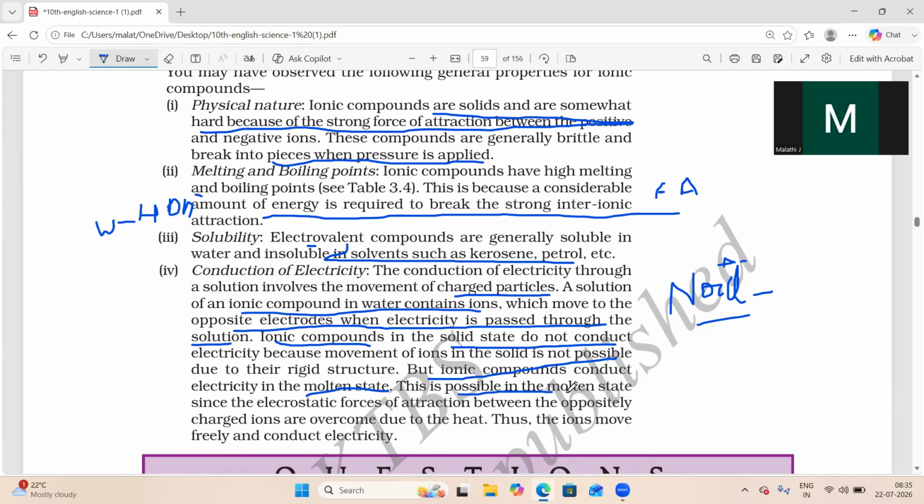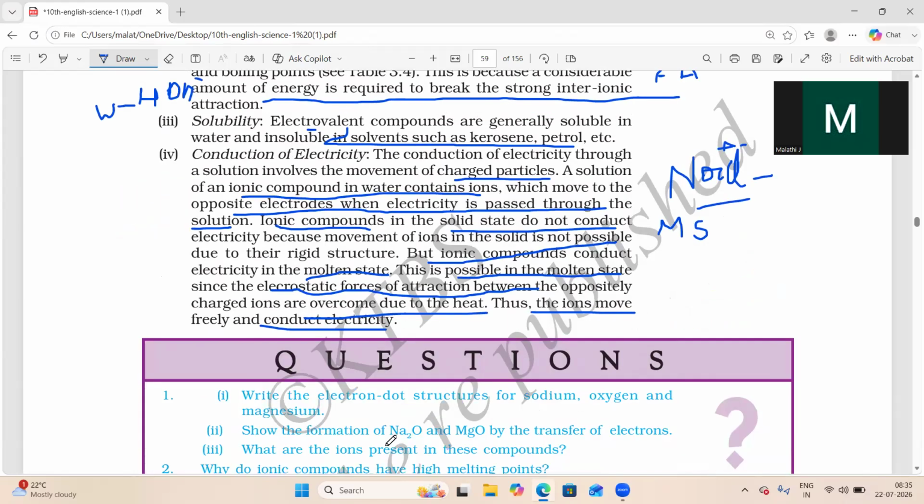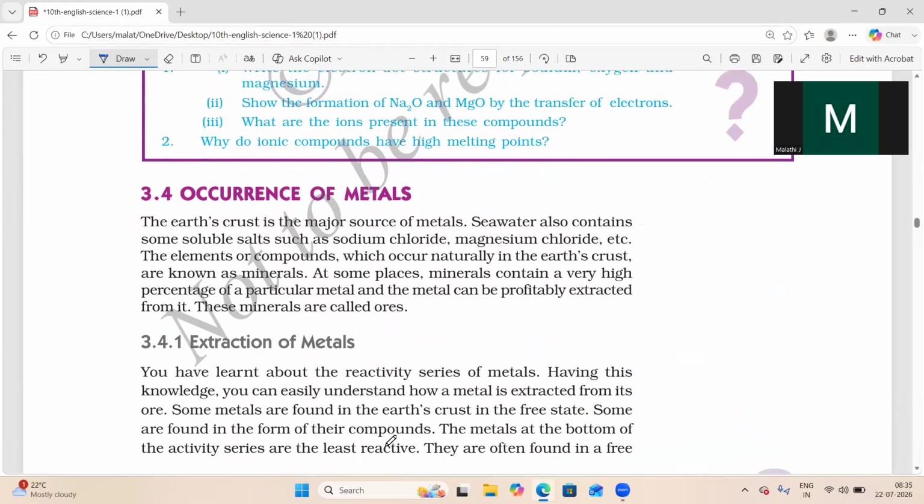So can ionic compounds conduct electricity? They conduct electricity when they are in the molten state. When it starts melting, it liberates ions and can conduct electricity. Here the electrostatic force of attraction between oppositely charged ions is overcome by heat, and thus the ions move freely to conduct electricity. That is what we said: there is free movement of ions when the compound is in the molten state. Only then is it possible to conduct electricity.